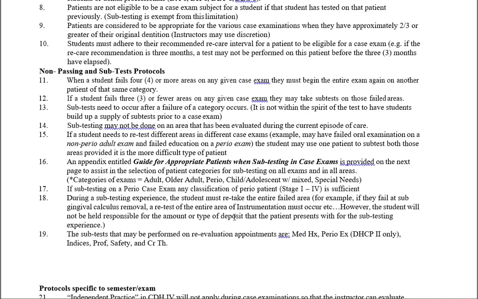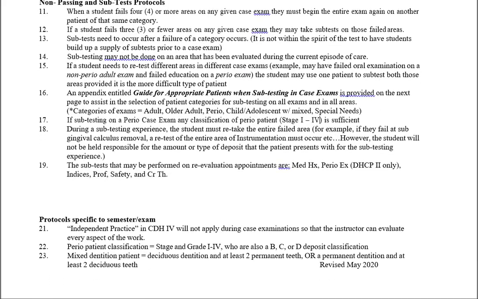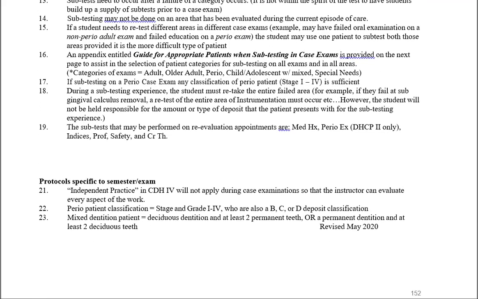Now let's see, where am I? Okay. So the subtests that may be performed on a reevaluation appointment are medical history. Periodontal exam is only for Clinic 2. You may not do a periodontal exam subtest on a reevaluation in Clinic 3 and Clinic 4. Indices, professionalism, safety, and critical thinking. So we don't have to talk about independent practice.